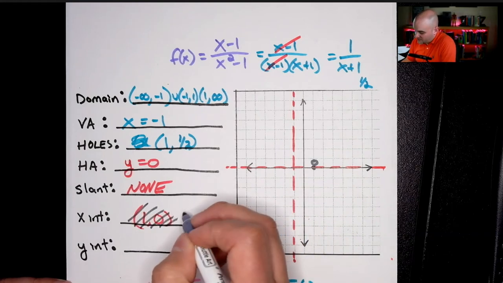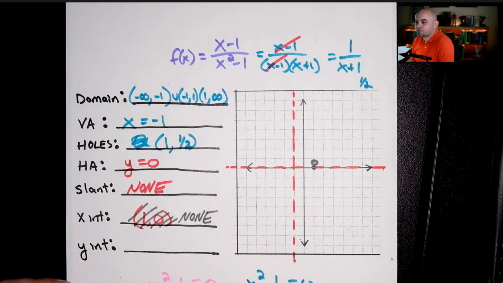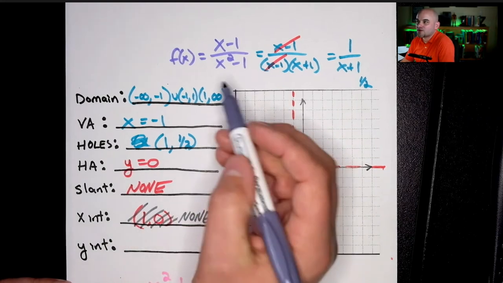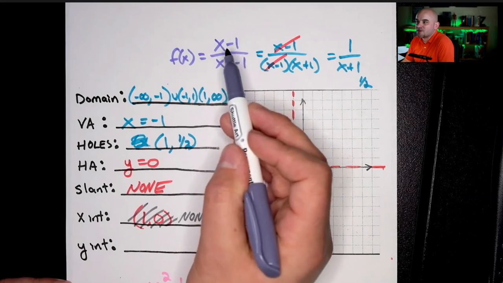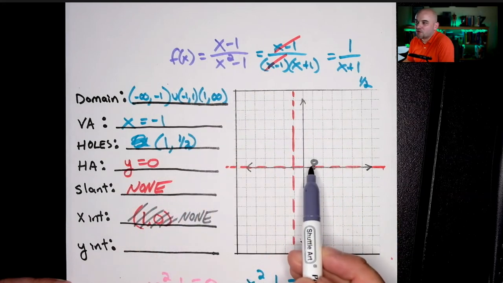There is none. Look at that, switch colors again. All right, so no x-intercept there because even though we solved and said, hey, 1 makes the top 0, remember, we threw that out of the domain, so we have an error there.